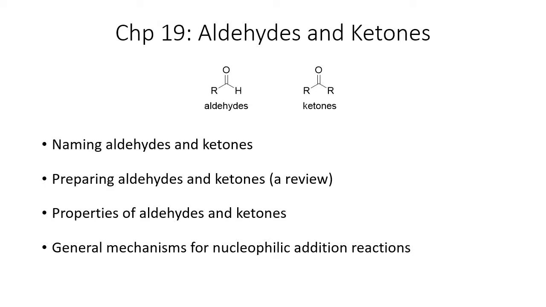Chapter 19 will focus on aldehydes and ketones. Both functional groups are very similar. They both contain a carbonyl, but the difference is aldehydes have an H directly attached to the carbonyl, whereas the ketone is surrounded by two carbon groups.